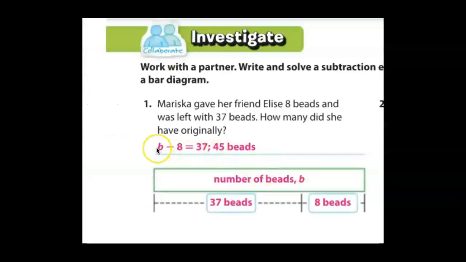Okay, they chose B to represent the total number of beads she had originally. They're showing that she has 37 now, and that she gave away 8. And so B minus 8 equals 37. And the answer of how many she had originally is 45. And we can do that by adding the 37 plus the 8 to get the 45 that she originally got.